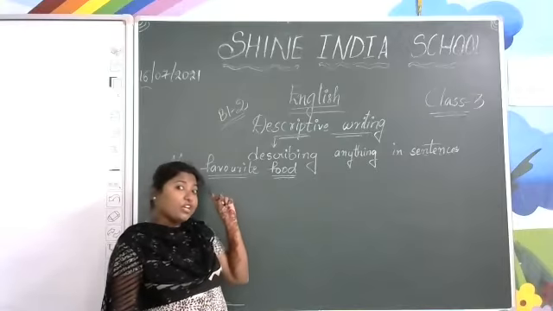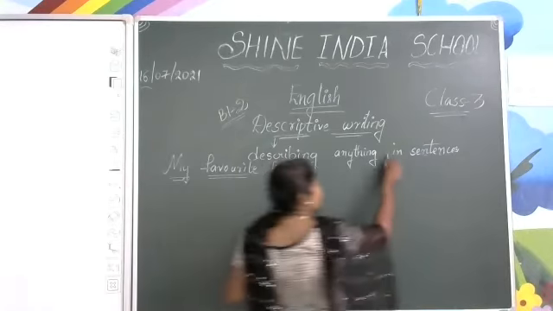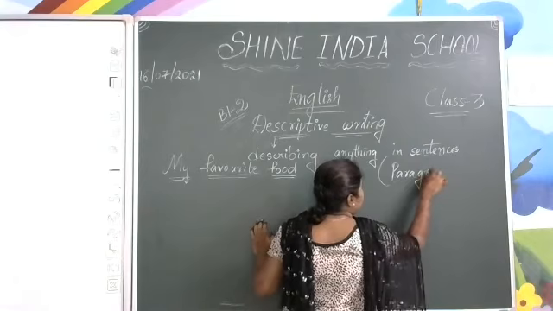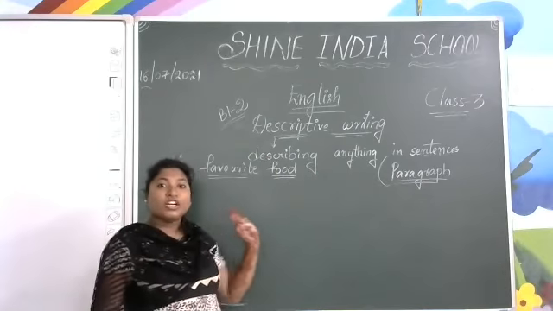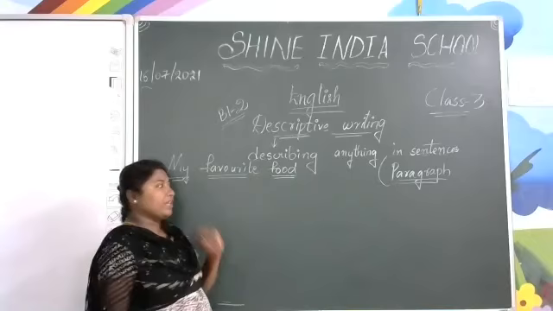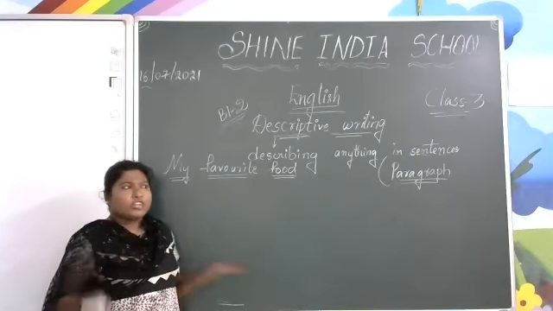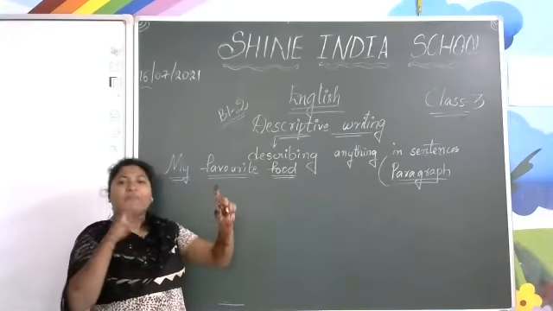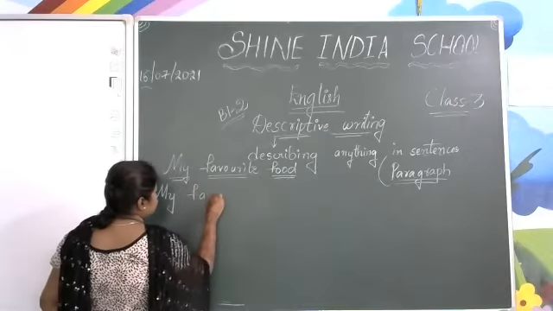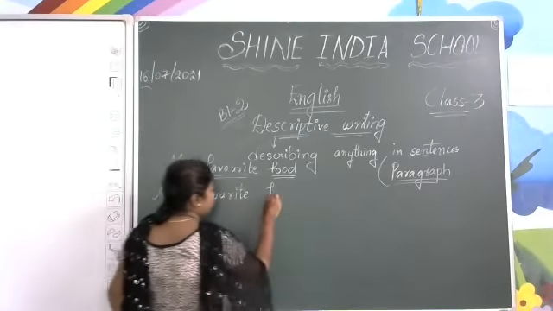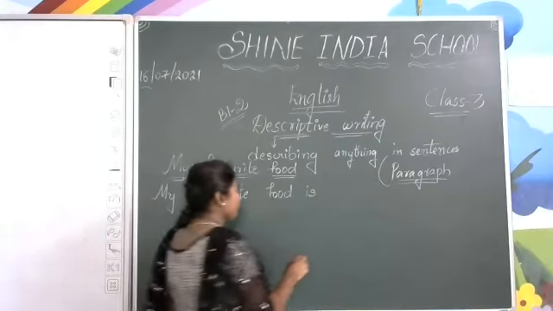Okay children? We wrote big paragraphs in Ben's Christmas Wish. So I said we should write in a paragraph. Paragraph means what, children? We should not write line by line. We should continue the sentences. I will tell you the example. My favorite food is chocolate cake. First question is, what is my favorite food? I'm starting my paragraph. My favorite food is biryani.